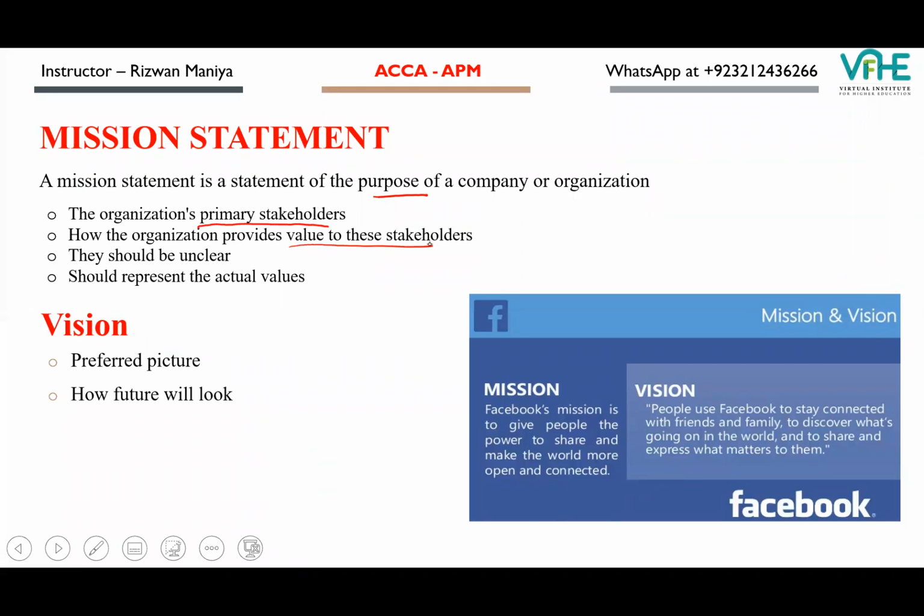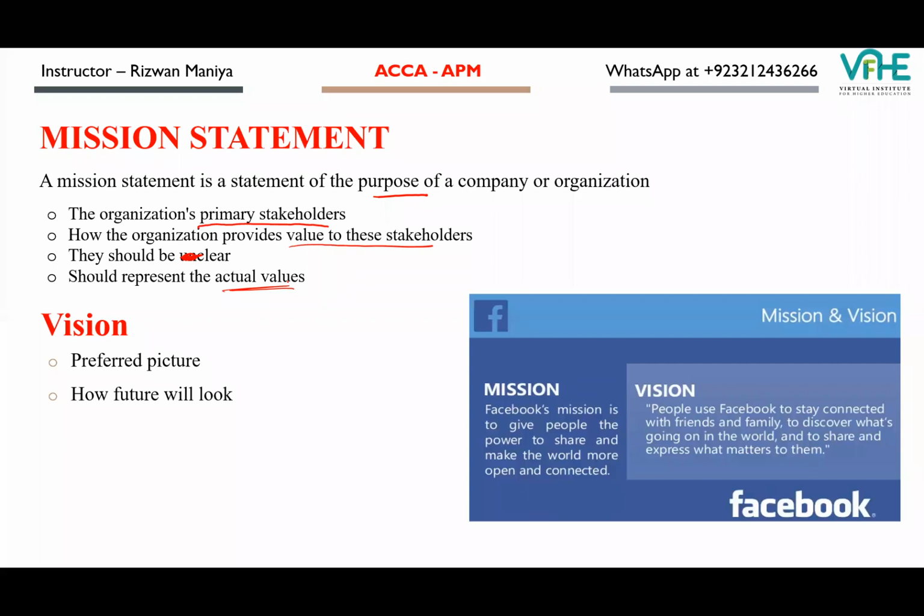So it is very important that mission gives a clear message to the primary stakeholders that we exist for you, and it should very clearly mention that the value of that particular stakeholder group is important for the organization. It is very important that they should be clear. Anything which is vague can create a problem. It should represent the actual values. Whatever you say, you do it. They say action speaks louder than words, right? So if action is not according to mission, that mission is not useful for an organization.